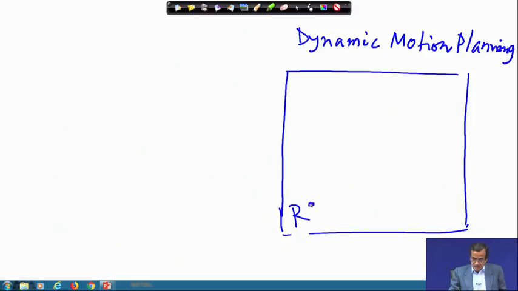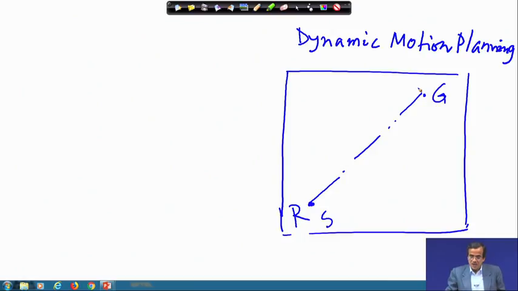Now, supposing that this indicates its starting position and the goal is here. The aim is, starting from here, to reach this particular goal. Supposing that there are no obstacles here, very easily it will start from here and reach this particular goal.